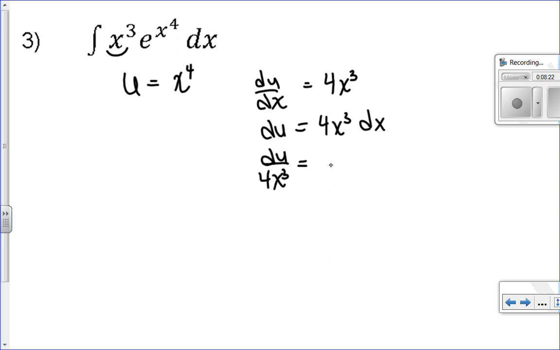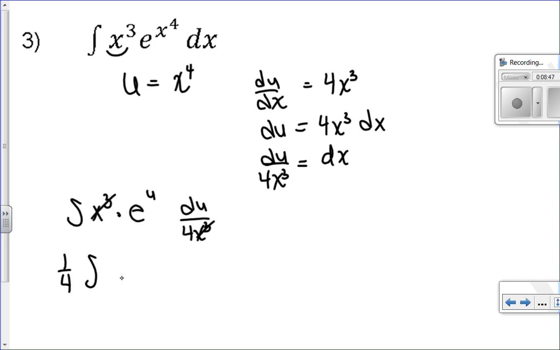So like I said, if it doesn't work for you the first step, just try it again with a different u substitution. So now my integral is going to be the integral of x cubed multiplied by e to the u, and dx is du over 4x cubed. So my x cubes cancel. So I'm not taking out a 4, I'm actually taking out a quarter because the 4 was in the denominator.